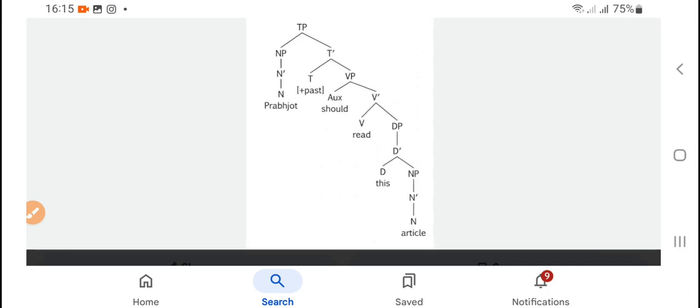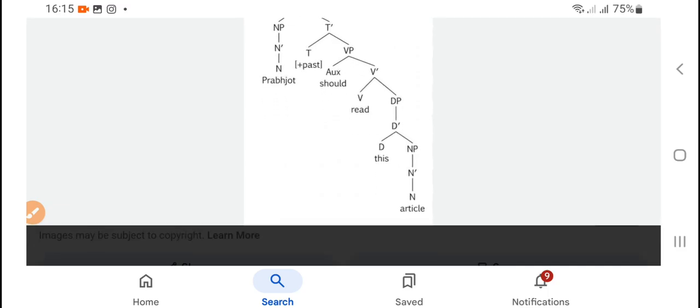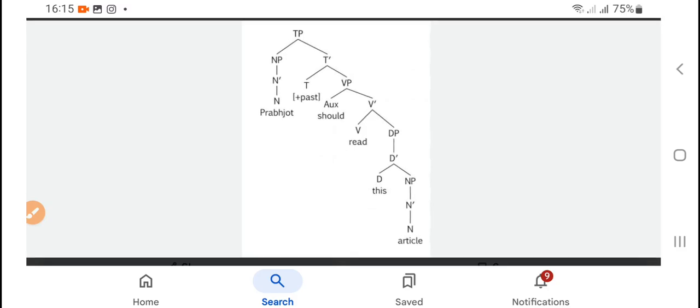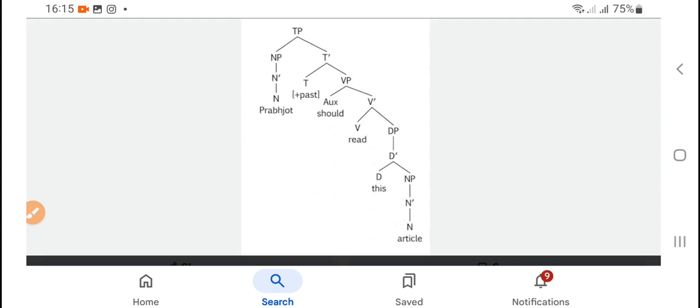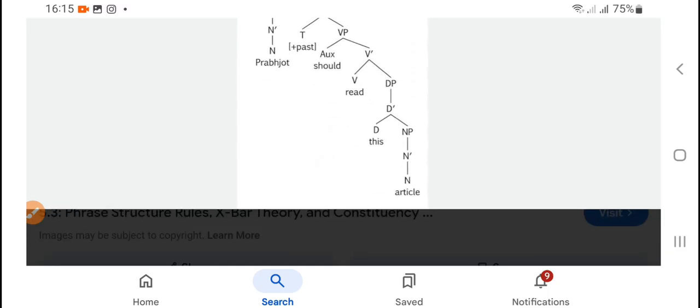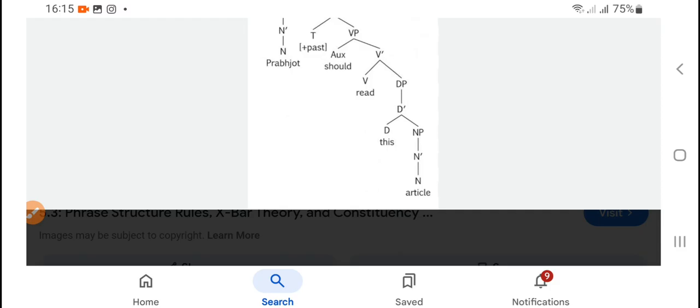Prabhujot should read this article. Should is the past of shall, so that's a verb, should, an auxiliary verb. But tense, through this they are talking about past tense. And then read is the verb, this article. Okay.